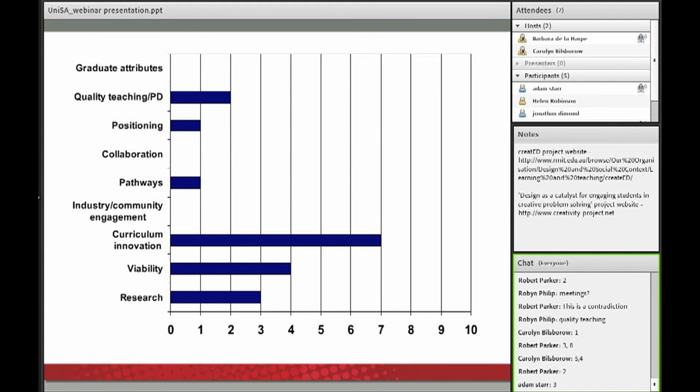So go down into the heartland: the curriculum innovation, things that the heads of schools and program leaders have to deal with every day. And of course, who sits across that budget, bottom line? The heads. So, viability, curriculum innovation, and then research and quality teaching and so on. We found that really interesting, and it resonated, I think.